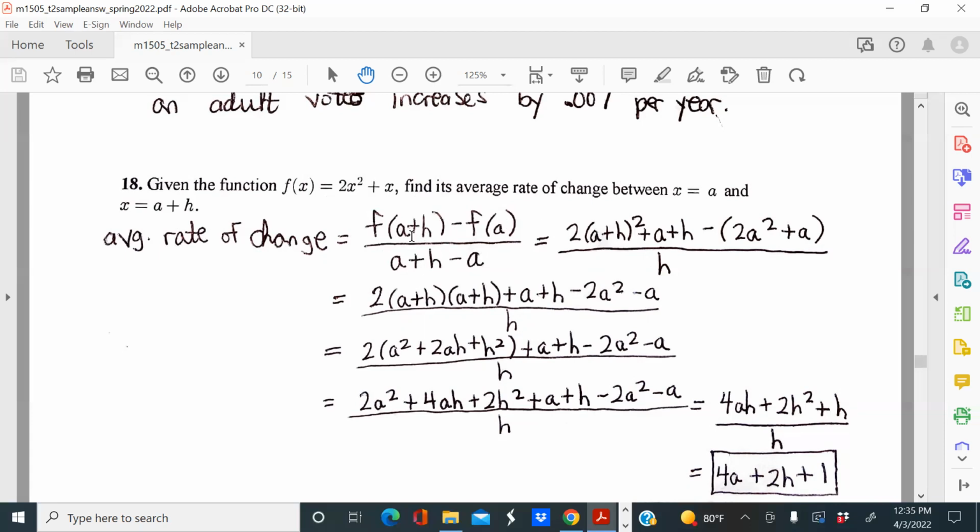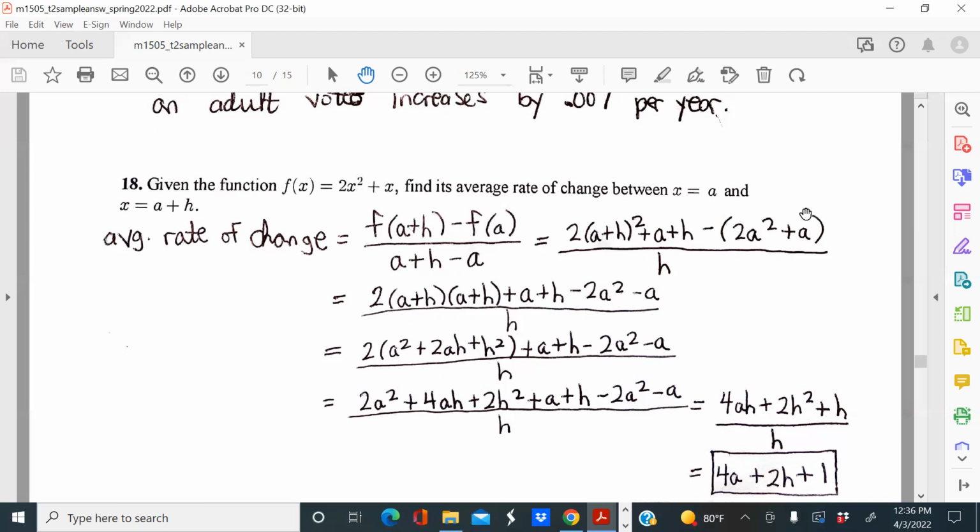So f of a plus h, that just means you plug a plus h in for x in your function. So you get 2 times (a plus h) squared instead of x squared, you get 2 times (a plus h) squared plus a plus h. And then minus f of a is going to be, well, just plug a in for x in this formula. So you get 2a squared plus a.